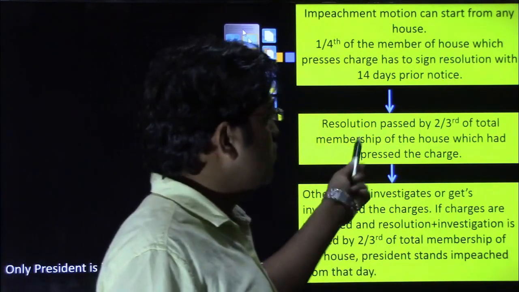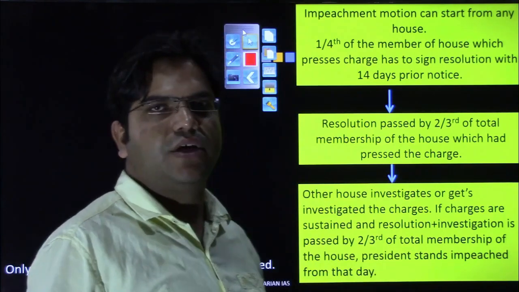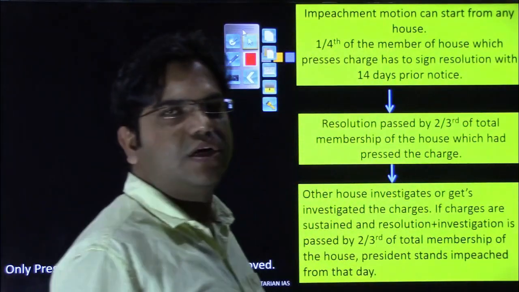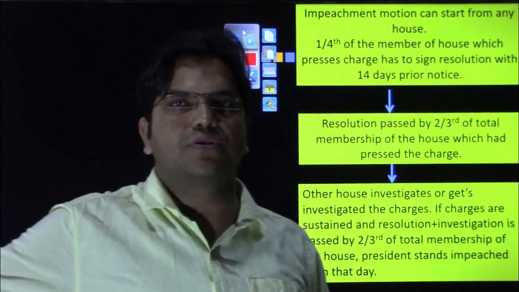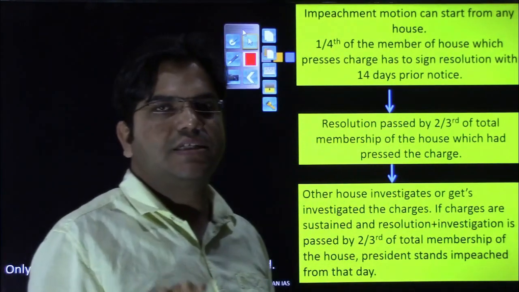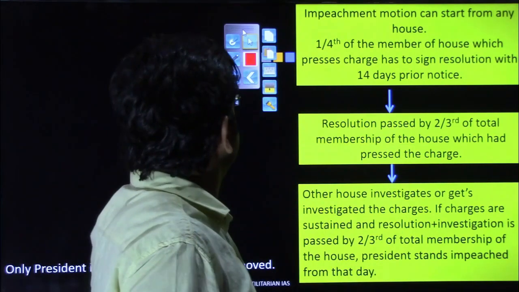So once Lok Sabha passes that, or Rajya Sabha passes that, right, it will be sent to the other house. Once it has been sent to the other house, mind you, this process is a quasi judicial process. And why quasi judicial? Because if one house has pressed the charge, it is the duty of the other house to investigate the charge, right? Just a moment.